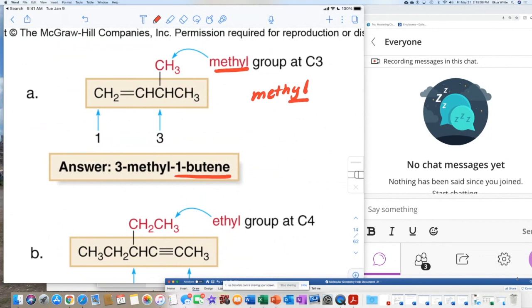Okay. So in our case here, since this is 1, this is 2, this is 3, our side group is technically 3-methyl. So when you combine it here, it becomes 3-methyl-1-butene. Do you see all those dashes?